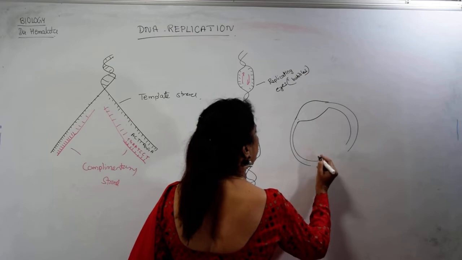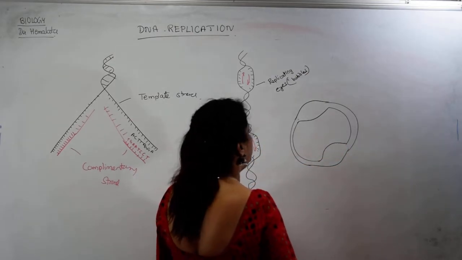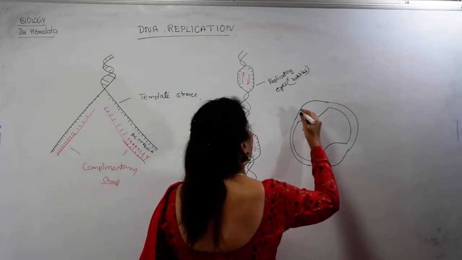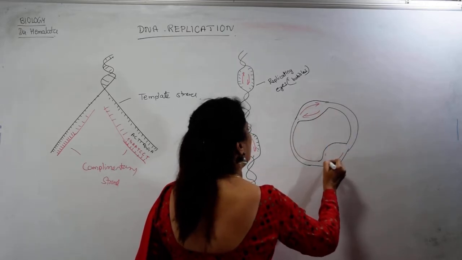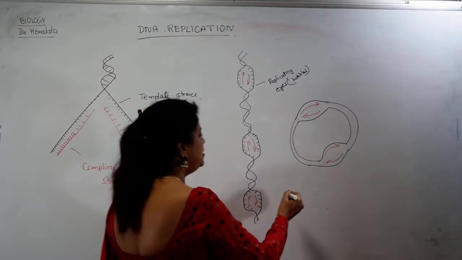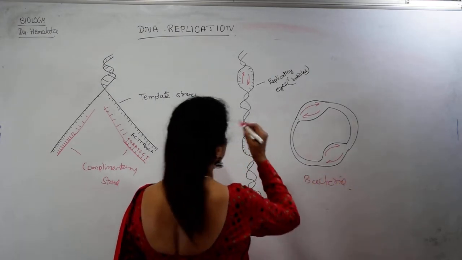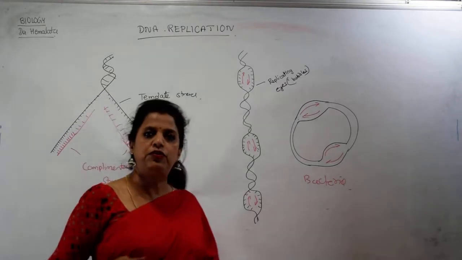One more bubble will be formed over here, another bubble over here, and on the separated nitrogen bases there will be formation of a new complementary strand, one in this direction, one in this direction, one in this direction, one in this direction, this way. This is in the bacteria, because they have a circular DNA. This is in other organisms, right? So, the basic drawing we just finished.